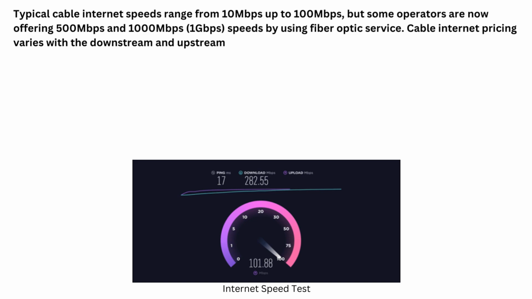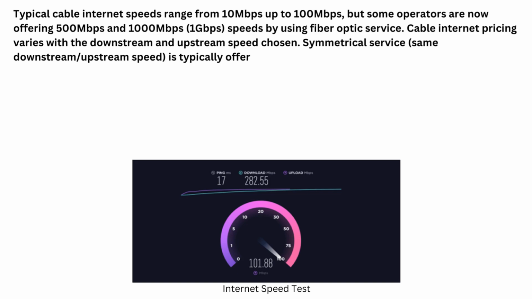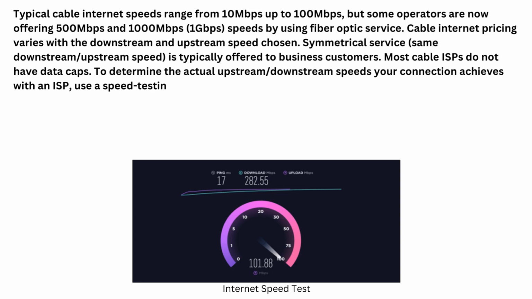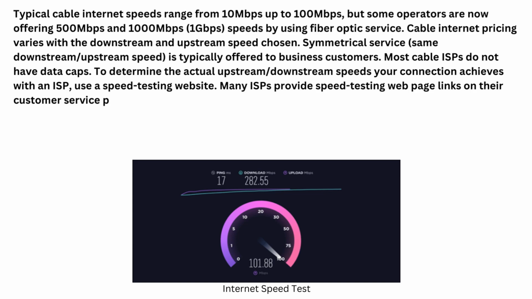Cable internet pricing varies with the downstream and upstream speed chosen. Symmetrical service, the same downstream and upstream speed, is typically offered to business customers. Most cable ISPs do not have data caps. To determine the actual upstream and downstream speeds your connection achieves with an ISP, use a speed testing website. Many ISPs provide speed testing web page links on their customer service pages.